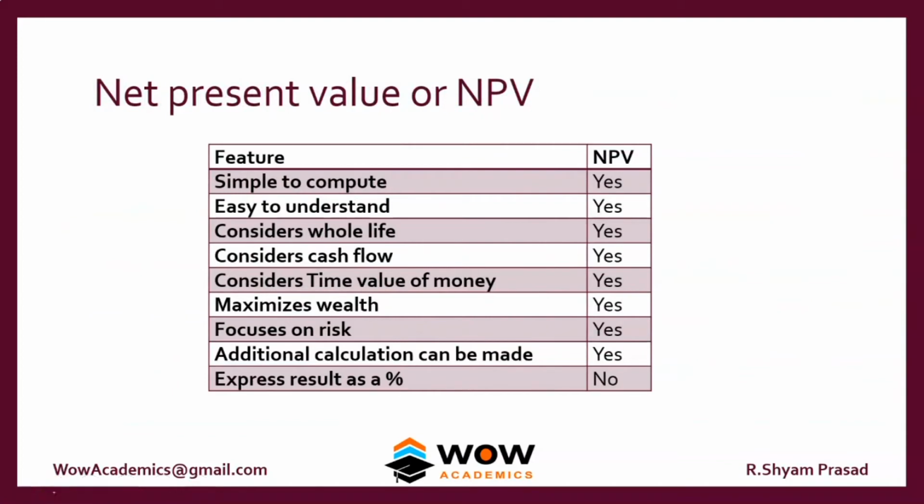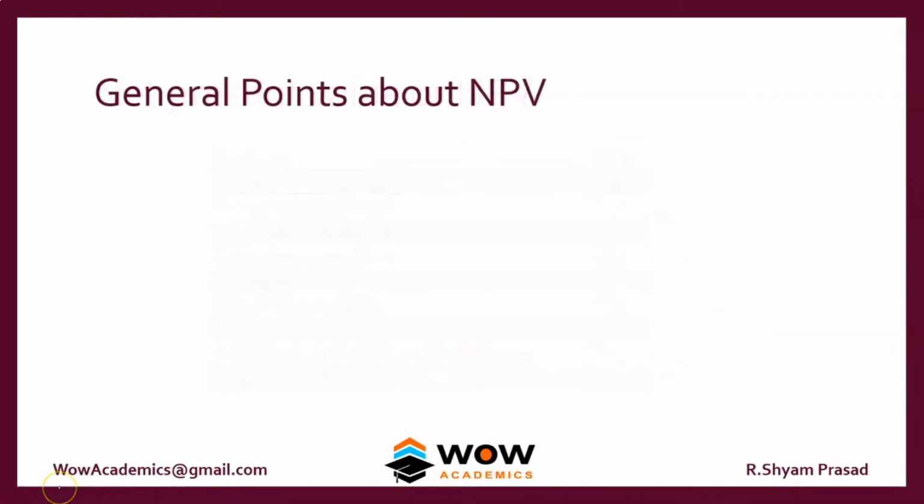So we'll consider the features here. It is simple to compute. It is easy to understand. It considers the entire life of the project. It considers the cash flow. It also considers the time value of money. It directly adds to the wealth, so that is a very important point. It focuses on risk. Yes, the discount factor takes into account the risk. Additional calculations we can do? Is the answer a percentage? No, the answer is an amount. So that is how we can summarize NPV.